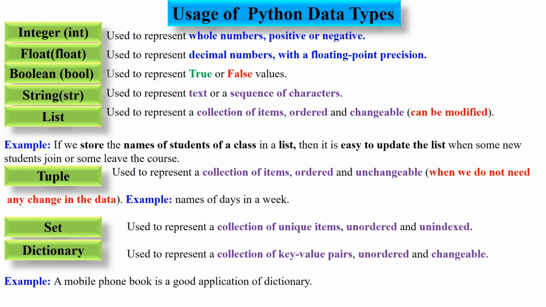Next data type is set, used to represent a collection of unique items, unordered and unindexed. Next data type is dictionary, used to represent a collection of key-value pairs, unordered and changeable. Dictionaries can be preferred if our data is being constantly modified, or we need a fast lookup based on a custom key, or we need a logical association between the key-value pair. Example, a mobile phone book is a good application of dictionary.